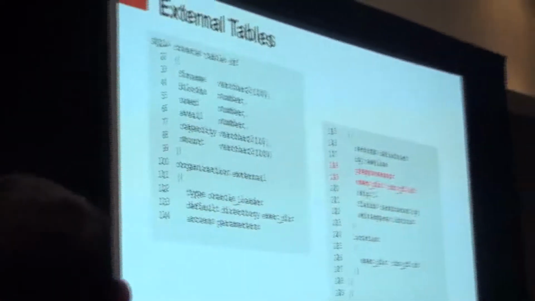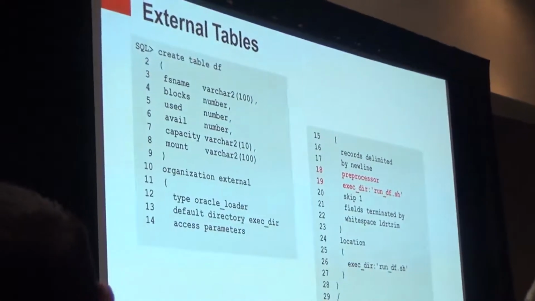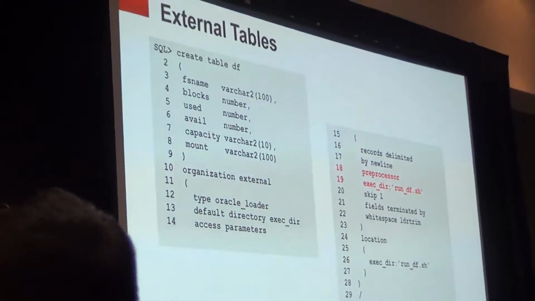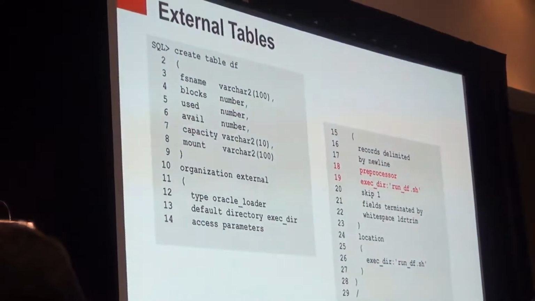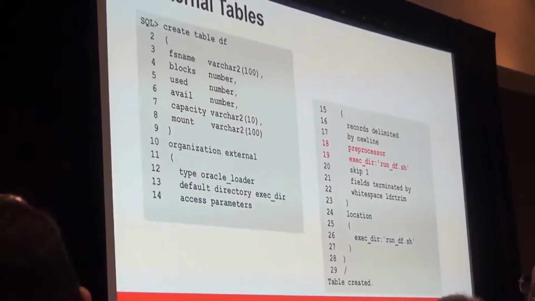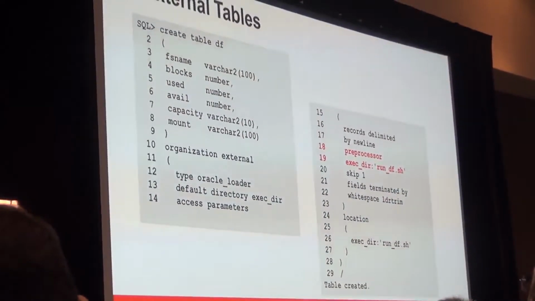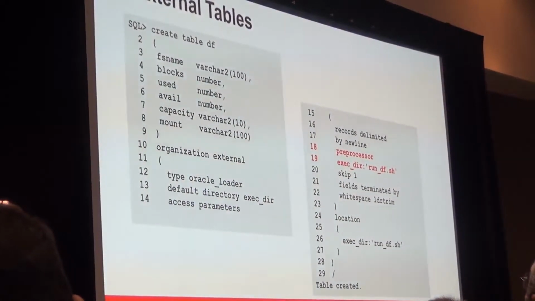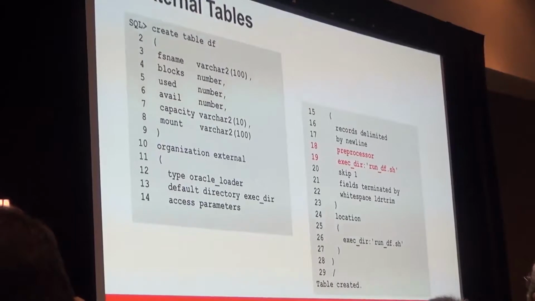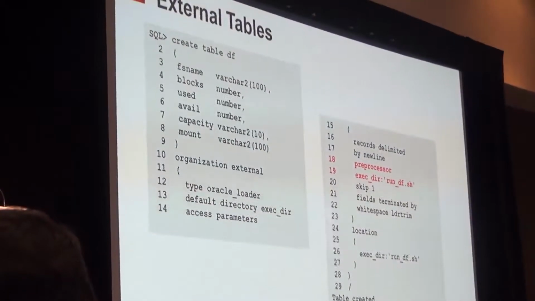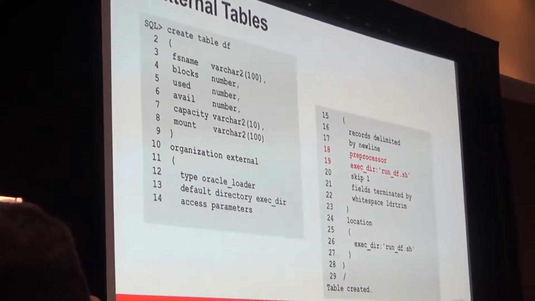So now I can create an external table, create a table DF. It's got the same output, or the same format as the DF output. The type is Oracle Loader, it's got a default directory, but over on the far side it's got this new directive preprocessor. This is saying you're not going to read from the file at the bottom of the create table statement, but rather you're going to run this program, run df.sh, against this file.